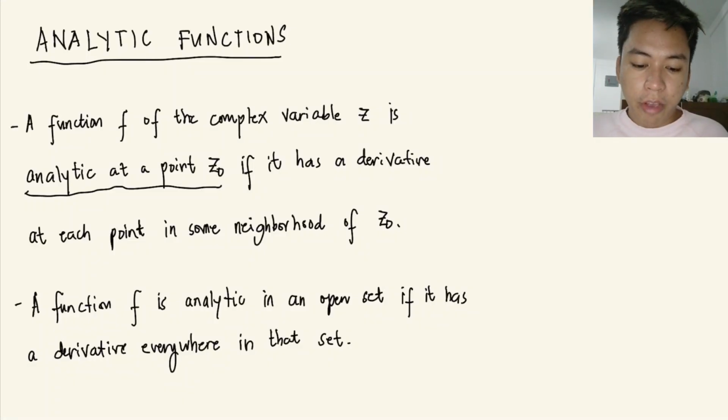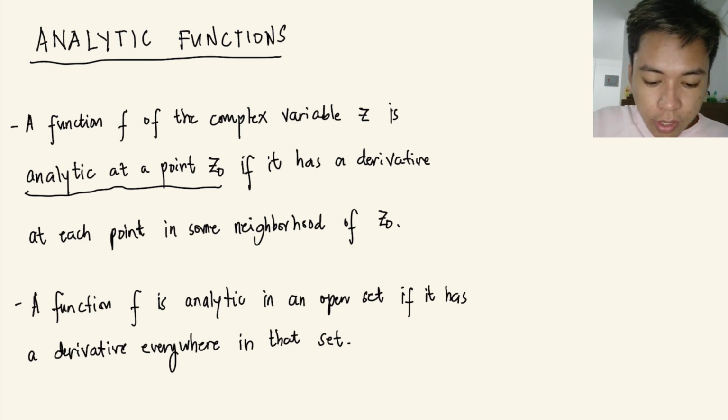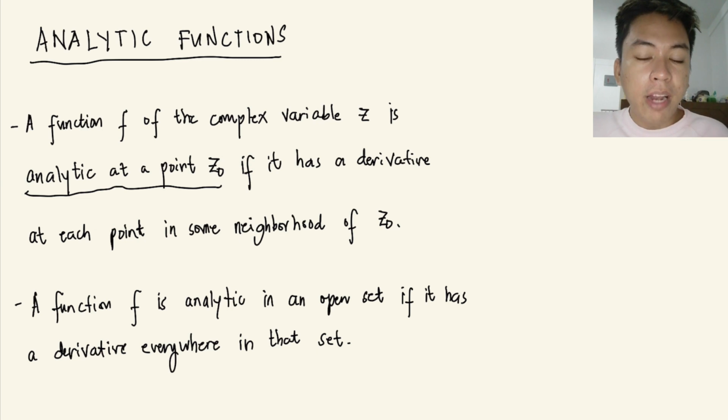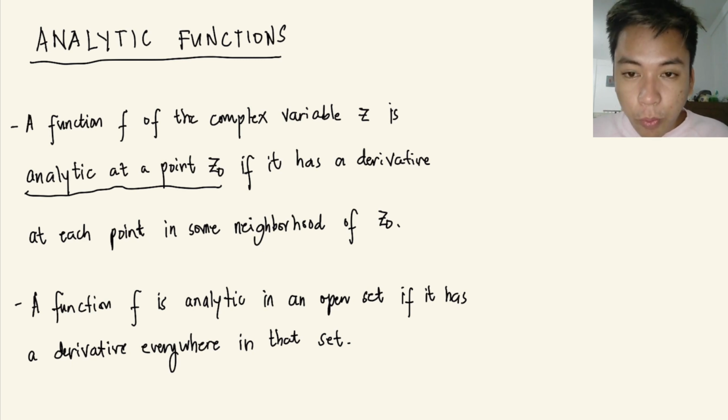Okay, so let's start with a formal definition here. A function f of the complex variable z is analytic at a point z0 if it has a derivative at each point in some neighborhood of z0. It follows that if f is analytic at a point z0, it must be analytic at each point in some neighborhood of z0. We say that a function is analytic in an open set if it has a derivative everywhere in that set.